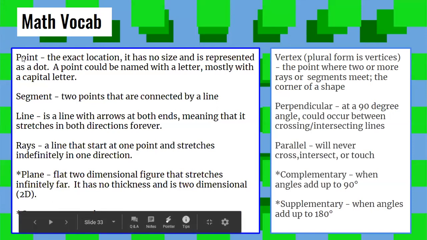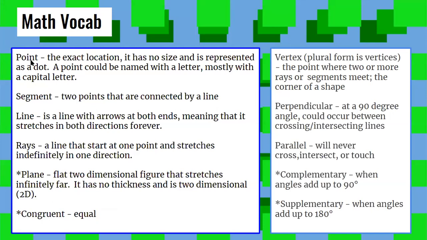So the first vocab we got is point. So a point is the exact location. We know that it has no size and is represented as a dot. So a point could be named with a letter, mostly a capital letter. And then next vocab we got is segment, 2 points that are connected by a line.